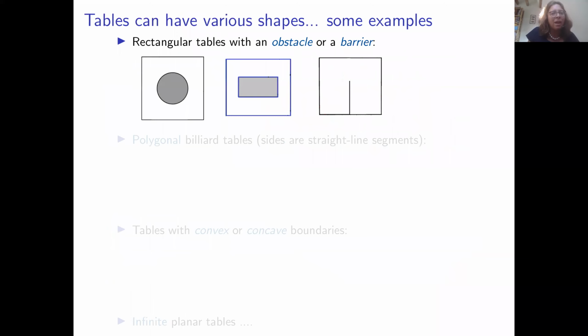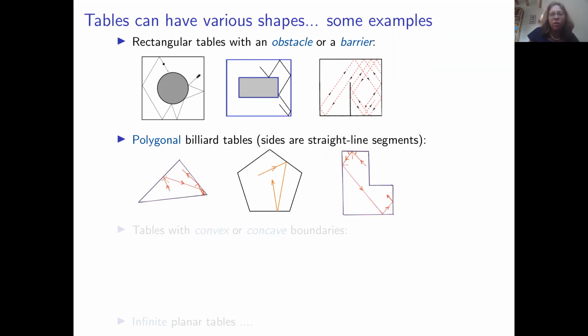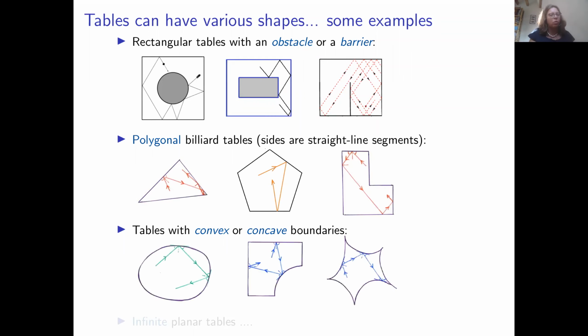The billiards can have different shapes, and it's more interesting when you put, of course, obstacles or barriers, even in a rectangular billiard. You can also consider polygonal billiards, or in general any piecewise smooth type of domain in the plane, and also infinite planar tables that we will meet in a second.